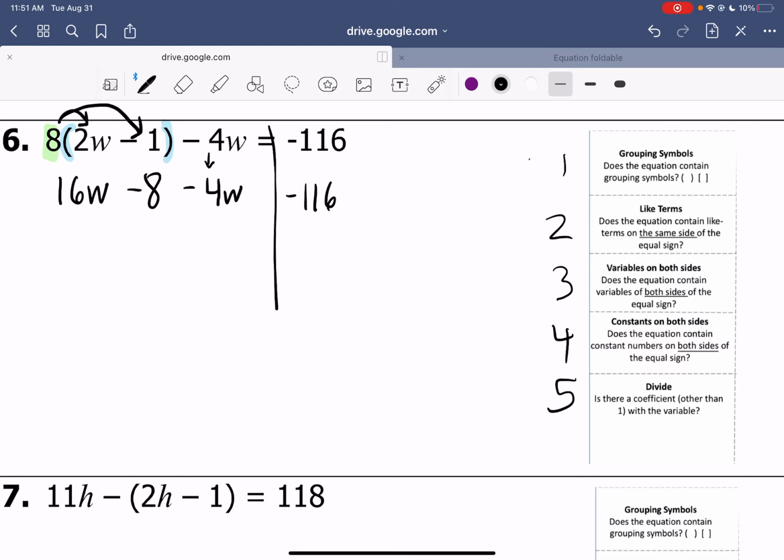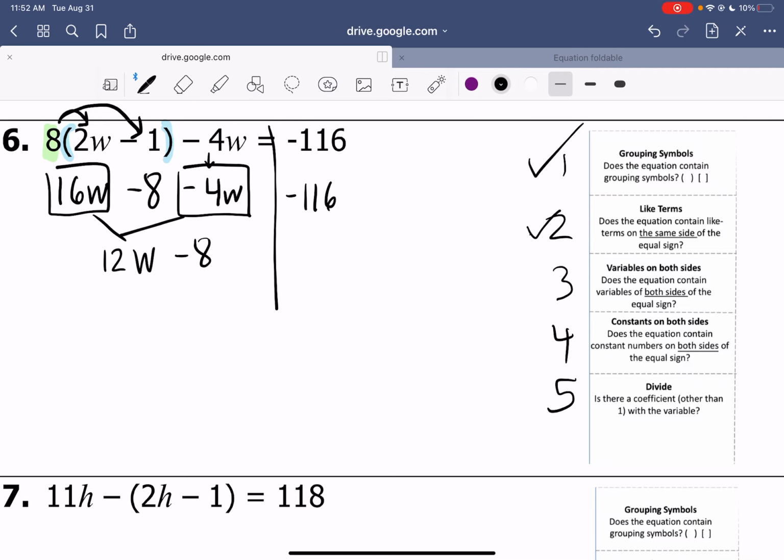So now we grouped our symbols, and now we're going to combine our like terms. So we have 16w and negative 4w. So I can combine those. 16w minus 4w is 12w. And then the 8 didn't have any friends, so we just bring him down there. And that equals negative 116.